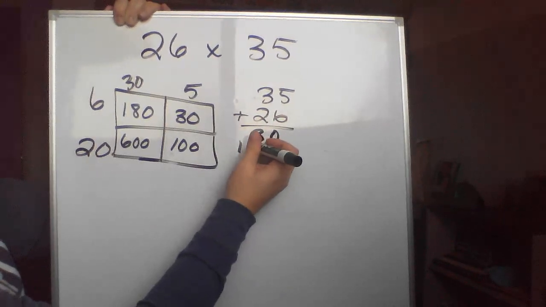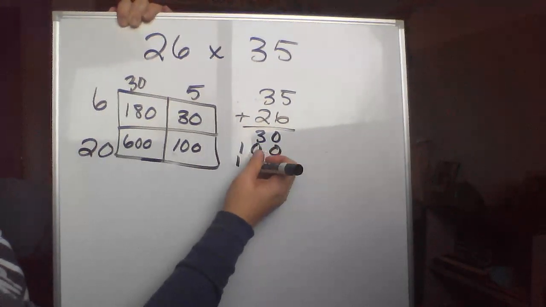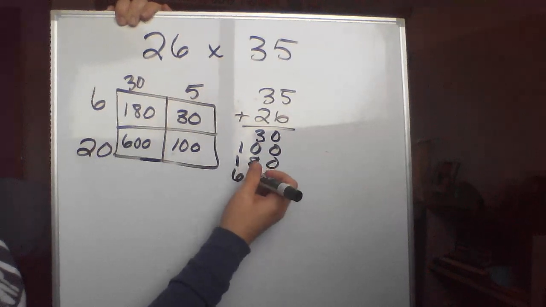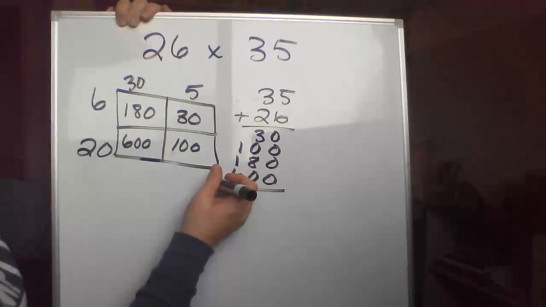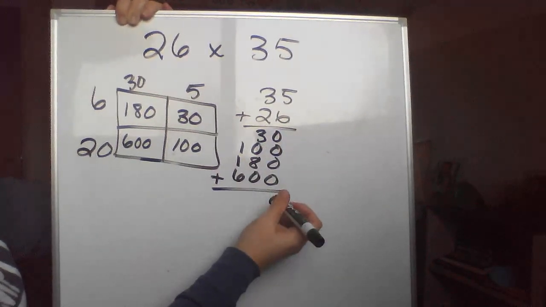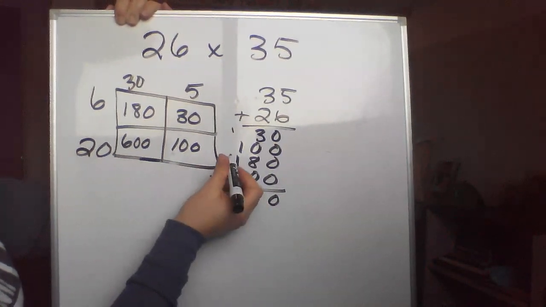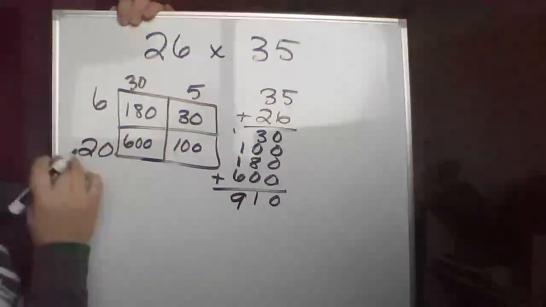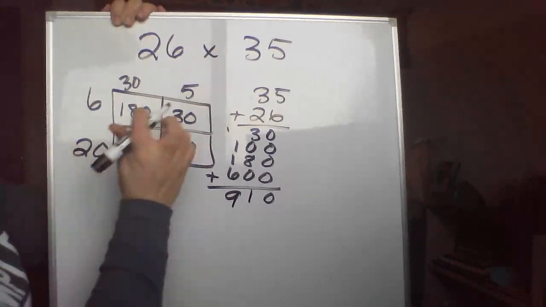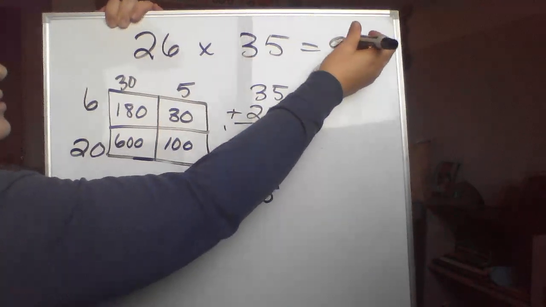30, 100, 180, and 600. 0, 8, 9, 10, 11, 6, 7, 8, 9. 910 is our final product.